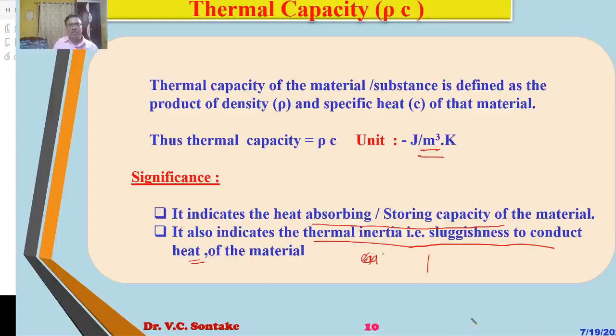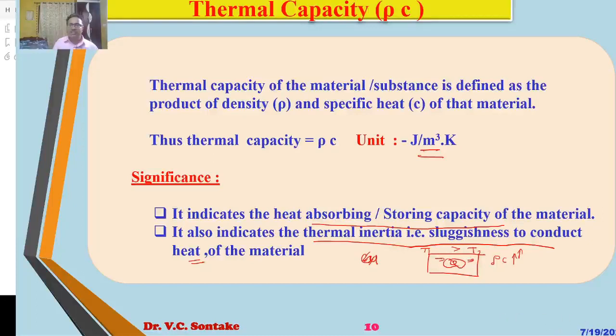Sorry, don't take the example of copper. If a material has more thermal capacity, what will it do if heat transfer is made to flow across its faces by virtue of a temperature difference? Since its heat storing capacity is high, it will start storing heat inside and won't allow heat to be conducted.